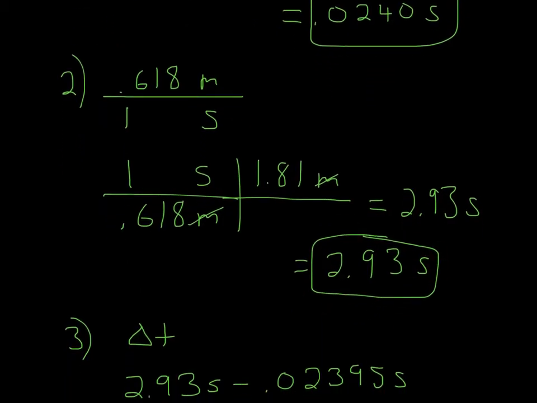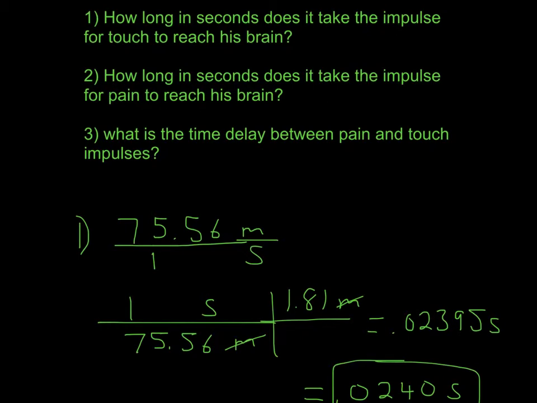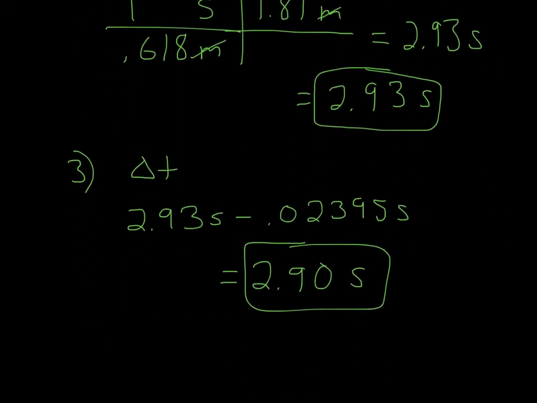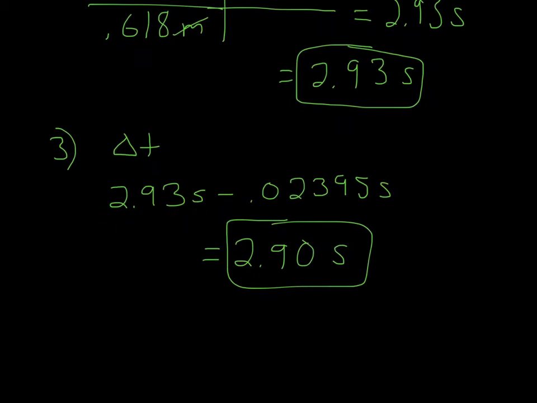And the final question just says, what is the time delay? All that means is what is the difference. So all you have to do is 2.93 minus 0.02395, and you get 2.90. And for this one, you also have to pay attention to units and sig figs. For subtraction, the sig fig rule is the least amount of decimal places. Here we have the least amount of decimal places as 2, so we're going to have 2 decimal places here. So your final answer will be 2.90.